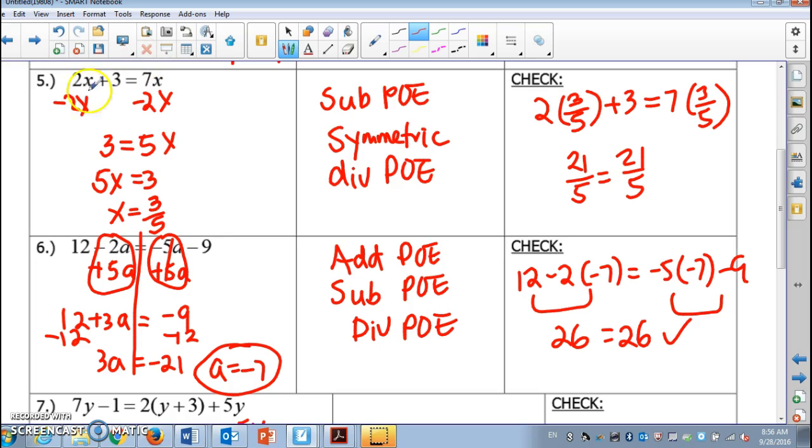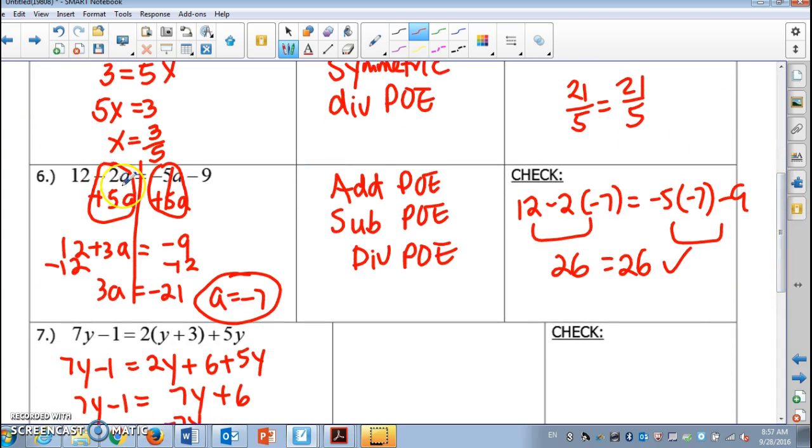Okay, so did everyone get number 5, x equals 3/5? Make sure between 2x and 7x, 2x has a lower value. So I like to move the one that has lower value to the other side. I subtract 2x from both sides and I end up with 3/5. Okay? The next question was really tricky. So between 12 minus 2a and then negative 5a minus 9, between these two terms, which one has lower value? Negative 5 has lower value than negative 2 because it's farther away from 0.